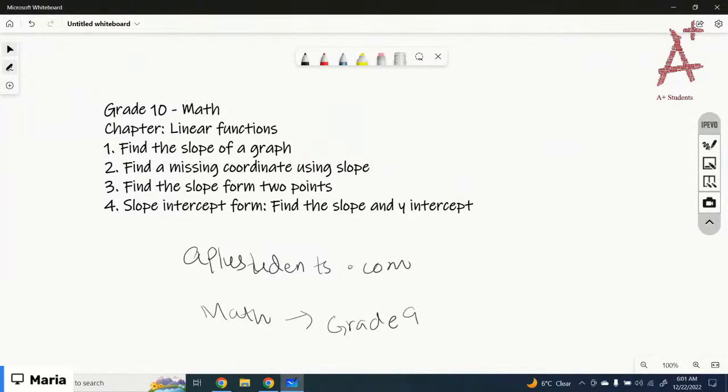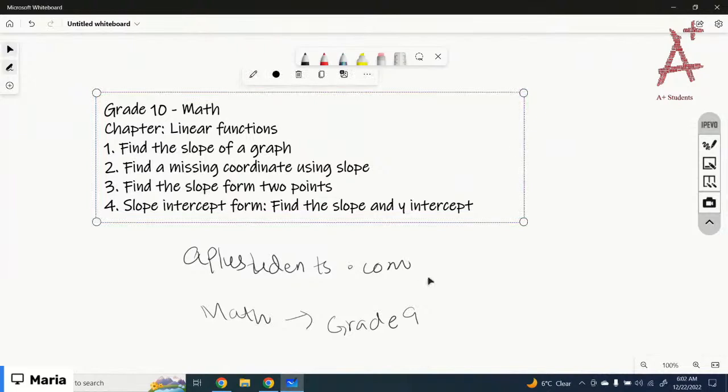So click on the grade 9 maths, find the chapter that is linear functions, and here is the list of the lessons we are going to do today. They are: find the slope of a graph, find a missing coordinate using slope, find the slope from 2 points, and slope intercept form, find the slope and y-intercept. Got it? Let's just start with the first lesson, that is find the slope of a graph.